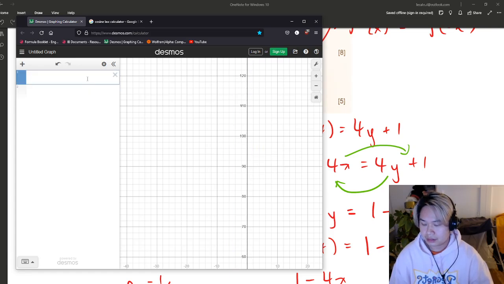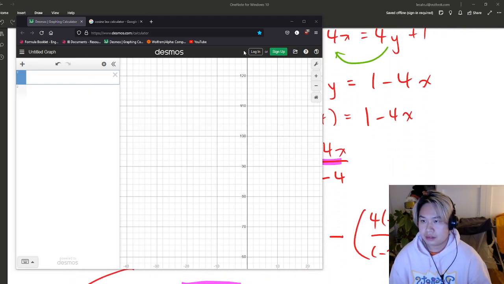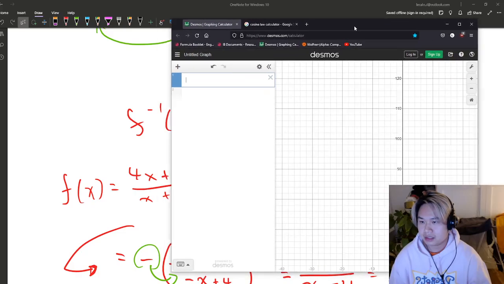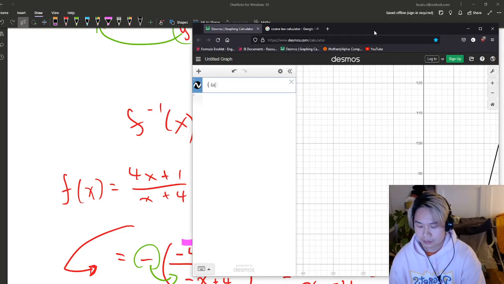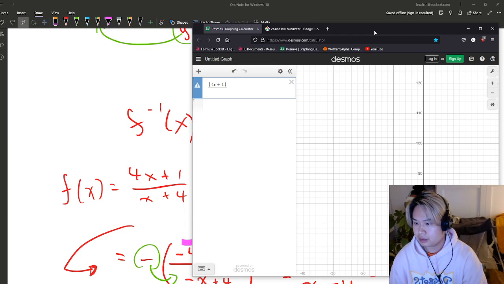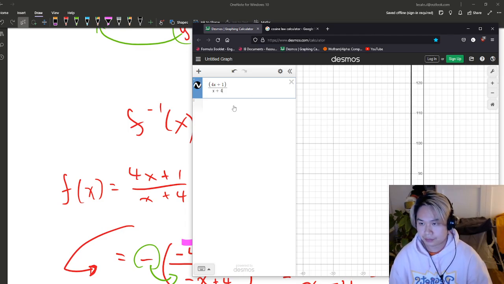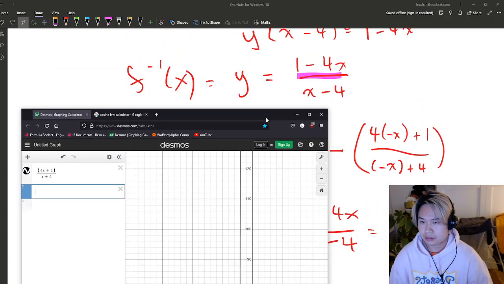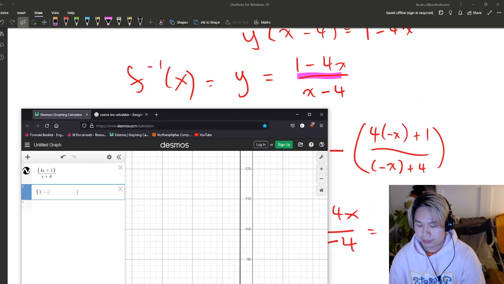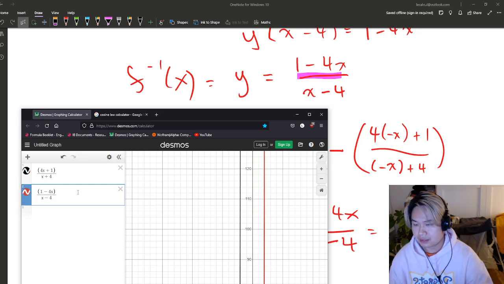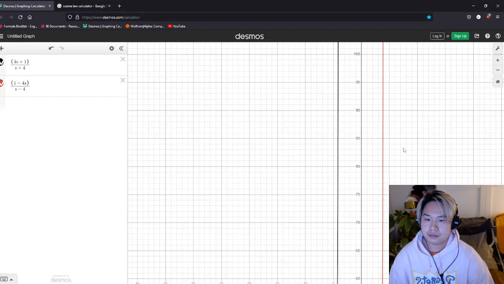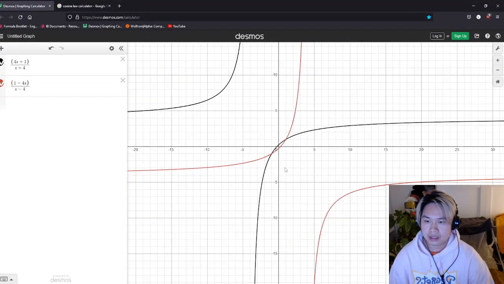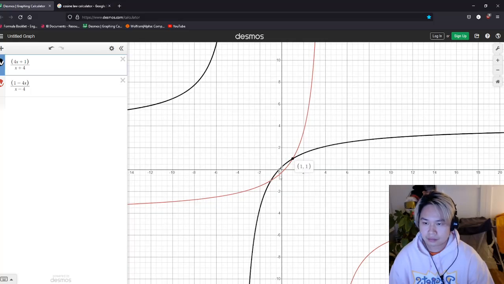I'll use decimals. Shoot, what are my functions again? Okay, 4x plus 1 over x plus 4. And then my inverse, 1 minus 4x divided by x minus 4. And then as you can see, I have my two intercepts.